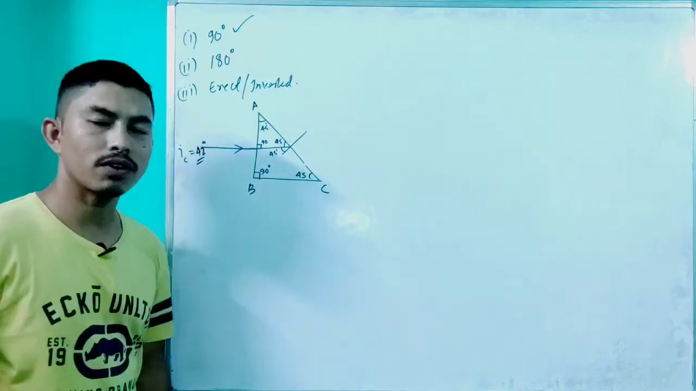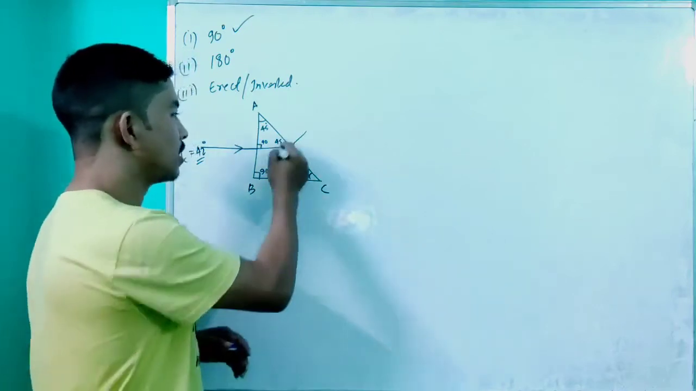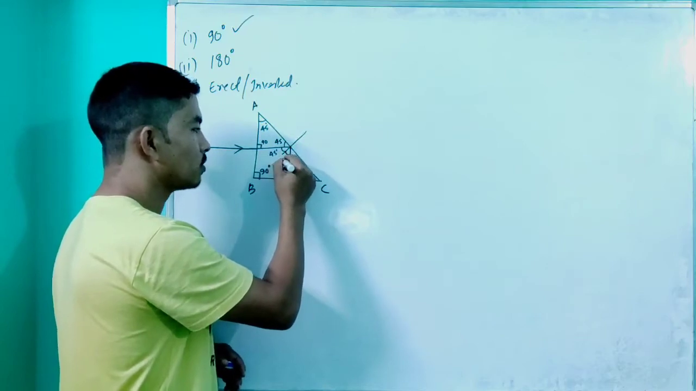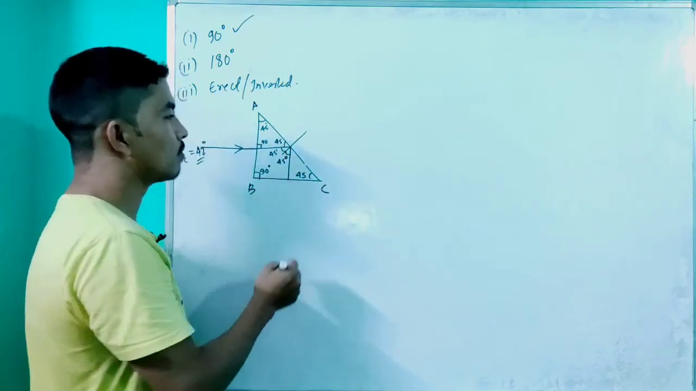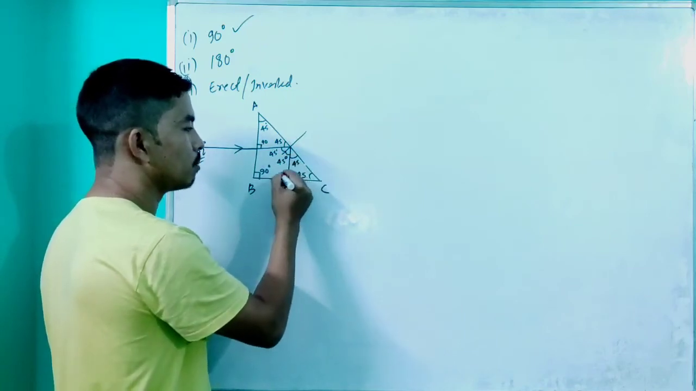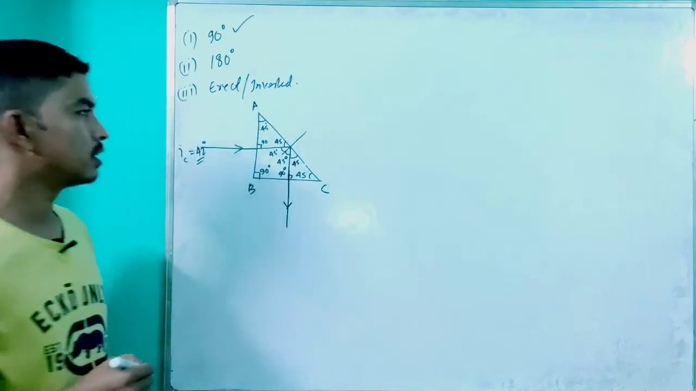So in this case, the ray of light will be totally reflected back into the denser medium, here the glass. It reflects back with the angle of reflection as 45 degrees. At the other surface, if this is 45, the other angle is also 45, and this becomes 90 degrees. So the ray of light emerges out without any deviation.